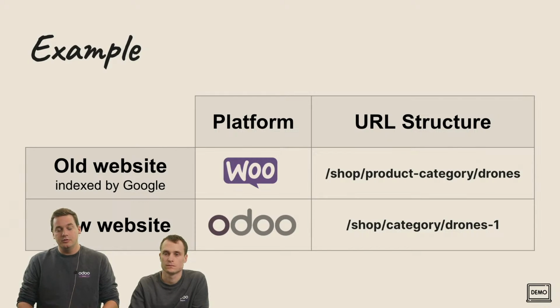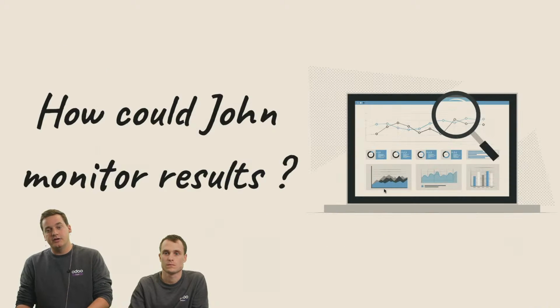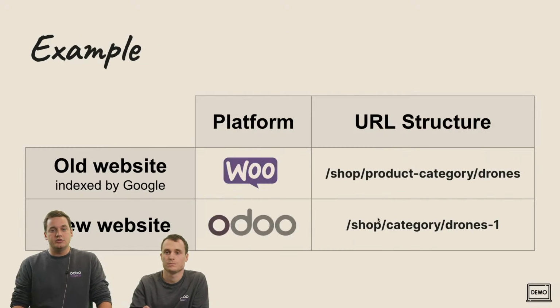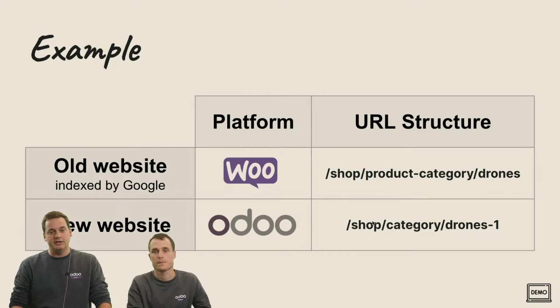So what should we do? We should redirect the old page to the new one, to also tell Google, hey, watch, this page had a previous URL and has a new one now. And so now we're going to see in Odoo concretely how to do that.